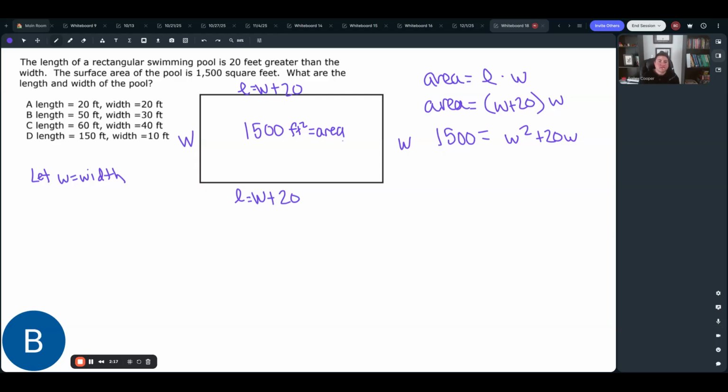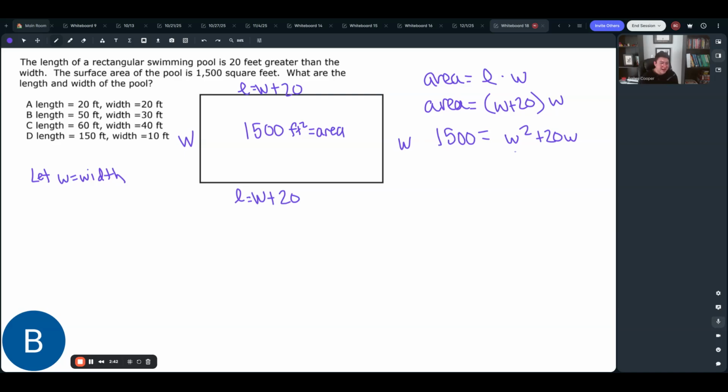Now it looks like we have a quadratic equation on our hands with only one variable. So that means we can solve it because it's only one variable now. If we had W and L both in here, we would need more information. We would need to come up with a second equation so we have a system of equations. But since we have just W's, we can solve this.